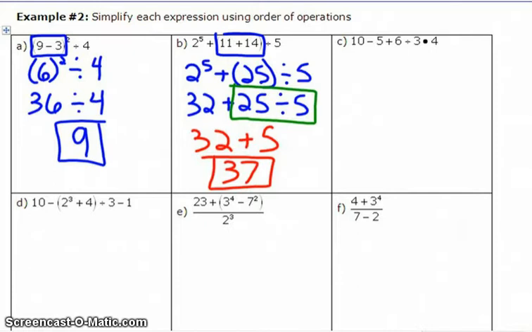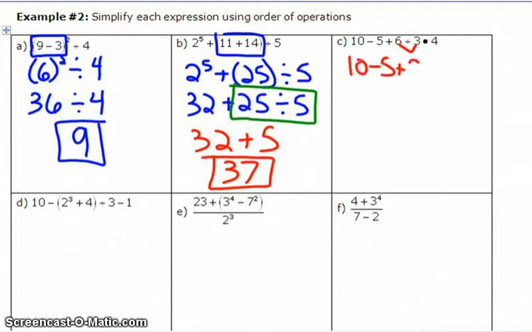My third step is multiplication and division. Remember, I don't always do multiplication first. I work from left to right. If I look in this example, if I'm going from left to right, division comes before multiplication. So I divide these two numbers first.